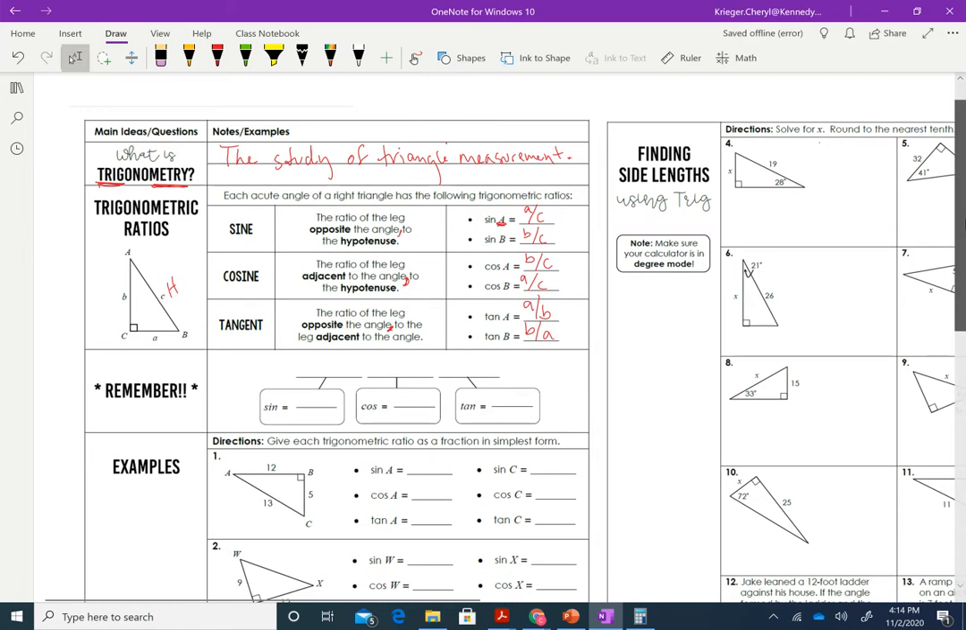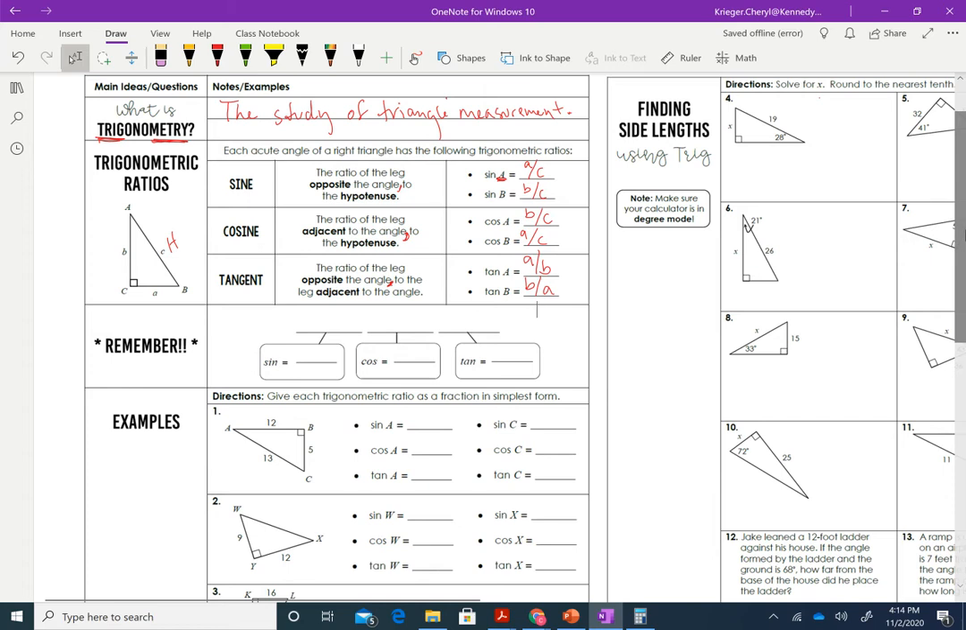Sorry, guys, I'm not stopping the video. So we have a way to remember this. I mentioned it today, and you guys looked at me like I had 3 heads. It's SOHCAHTOA. What that means is sine is opposite over hypotenuse. Cosine is adjacent over hypotenuse. And tangent is opposite over adjacent.